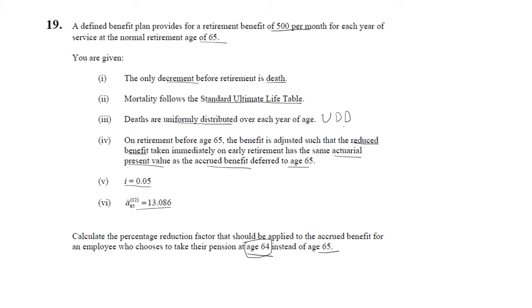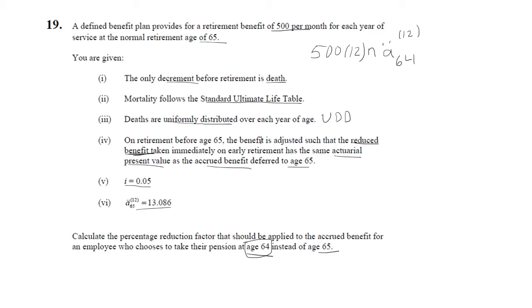So there is $500 per month for each year of service, so 12 months in a year. We're not given how many years of service, so we're just going to call it N, the number of years of service up to age 64. And we want to multiply that by the annuity due at age 64, and then multiply it by some reduction factor.